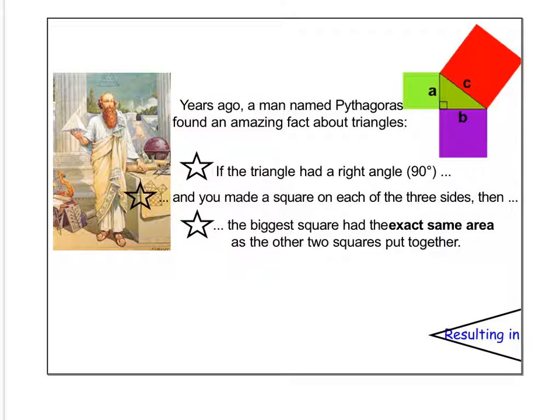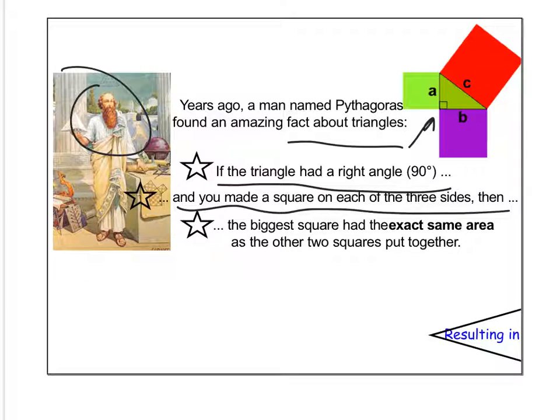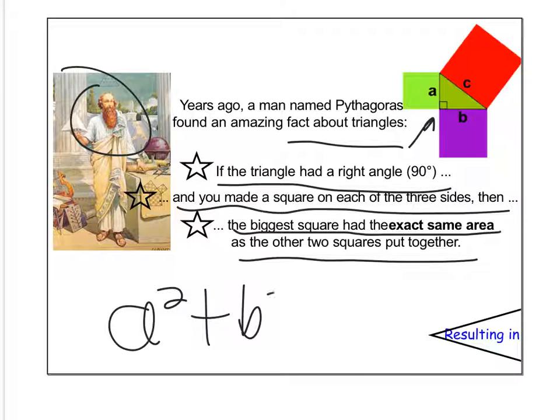So here's where it came from. A guy named Pythagoras found an amazing fact about triangles. A triangle with a right angle, which made it a right triangle, and he made a square on each of the three sides. Then the biggest square had the exact same area as the other two squares put together, resulting in what we know as a squared plus b squared equals c squared. Now, Pythagoras was not the only one to prove this. There have been about 20 to 30 different proofs of this. They all look a little bit different. So I'll leave that to you to look up when you're really, really bored sometime.